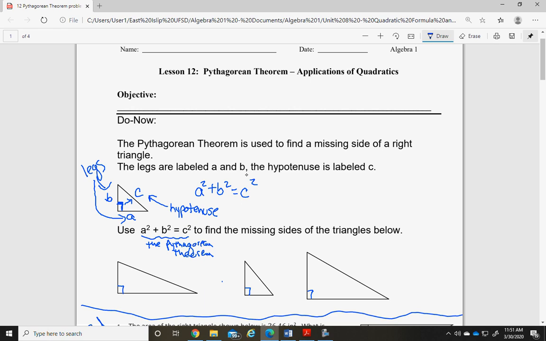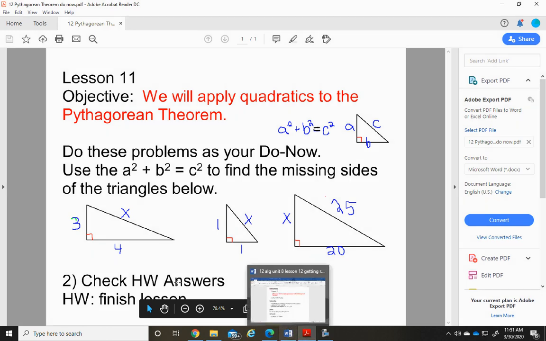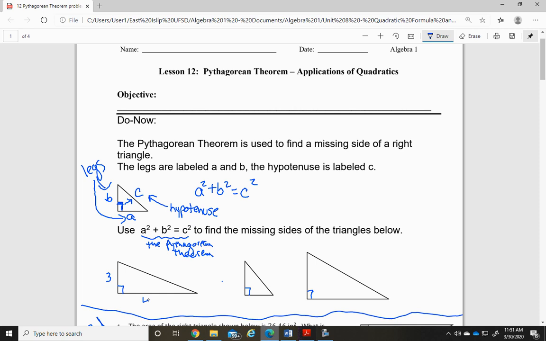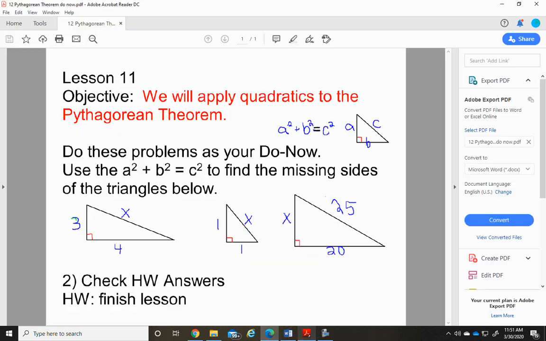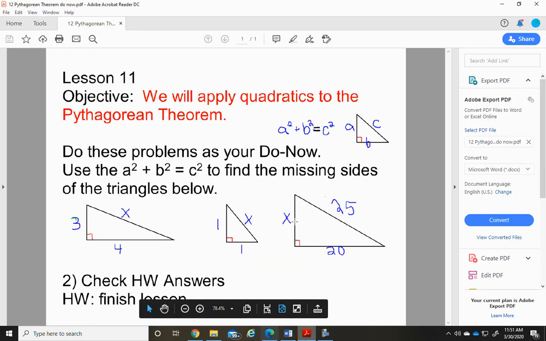And then these three figures, again, they're missing some labels. Let me figure out what those are. So this is what it should say. One of the triangles should be 3, 4, and the hypotenuse is x. And then that middle one was a 1, 1, and an x. And then finally, x, 20, and 25.